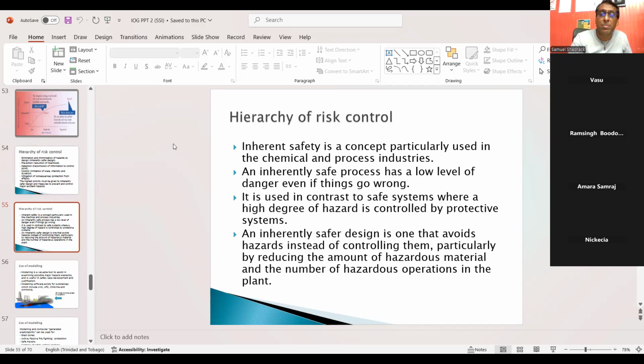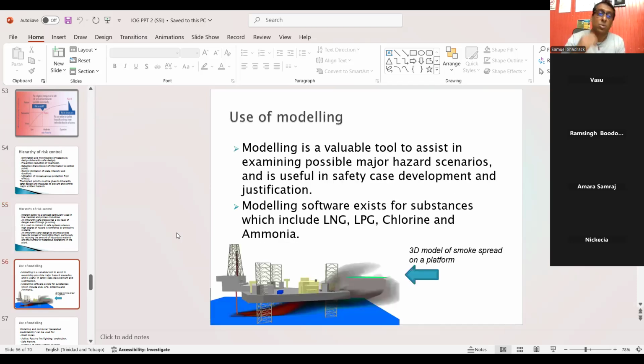However, that's always a bit more expensive. Things like buying better components and an inherently safe process with a low level of danger, even if things go wrong. An inherently safer design is one that avoids hazards instead of controlling them, particularly by reducing the amount of hazardous materials and the number of hazardous operations in a plant, right? So inherently safe design is always about choosing better components, spending the money up front and making sure that you get rid of the risk at the beginning, right?